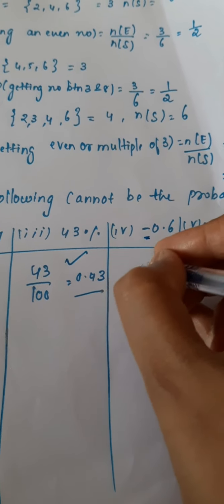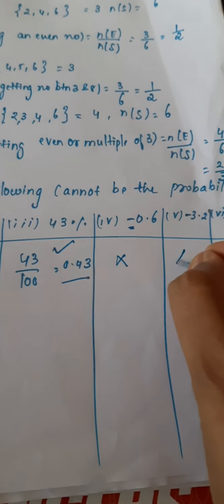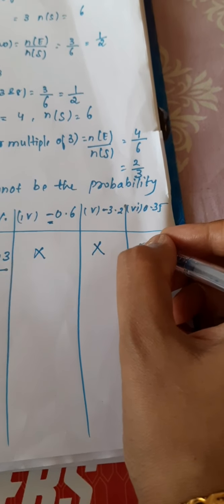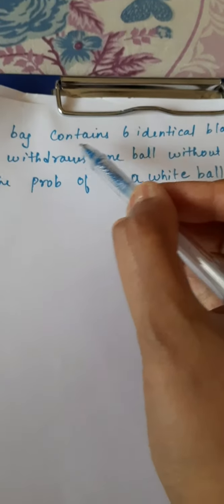And next is a negative integer. No. Next one is also no. And the final one is 0.35. Yes, it lies between 0 and 1. So it's a probability.